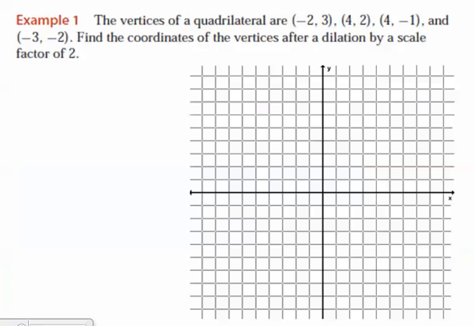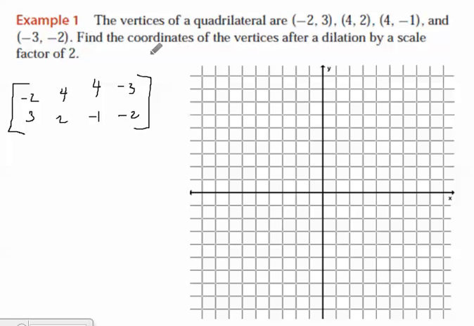Let me give you an example so that we can do it here. If the vertices of a quadrilateral are at 2, negative, and I'm just going to write them down as a matrix so I don't even have to worry about it. -2, 3, 4, 2, 4, -1, and -3, -2. Cool. We've written them down.